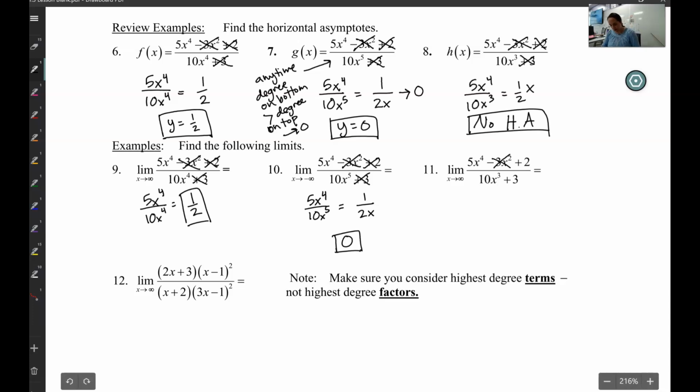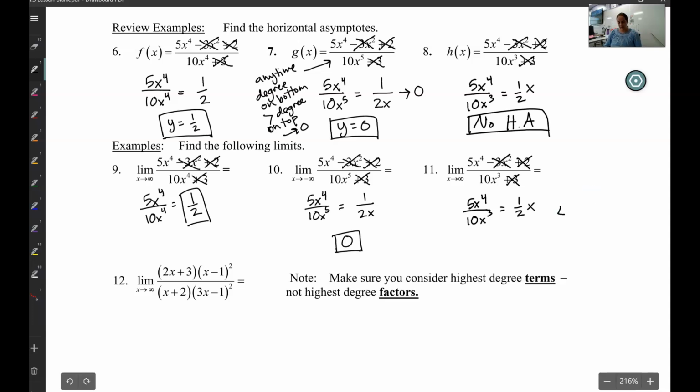And for this one, 5x to the 4th over 10x cubed, 1/2 x. This one does not have a horizontal asymptote, so the limit as x goes to infinity is going to be going up.